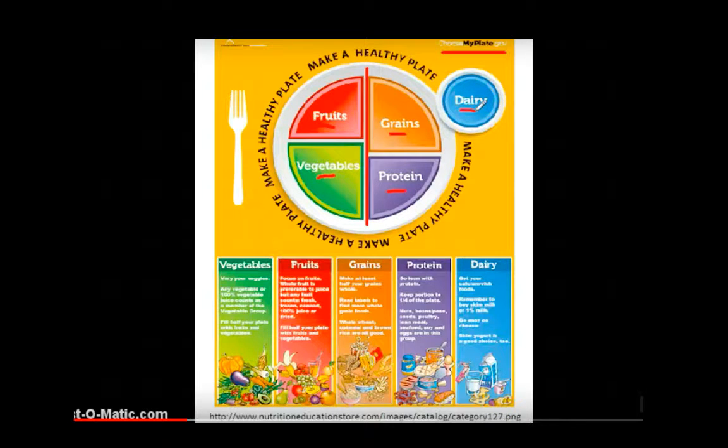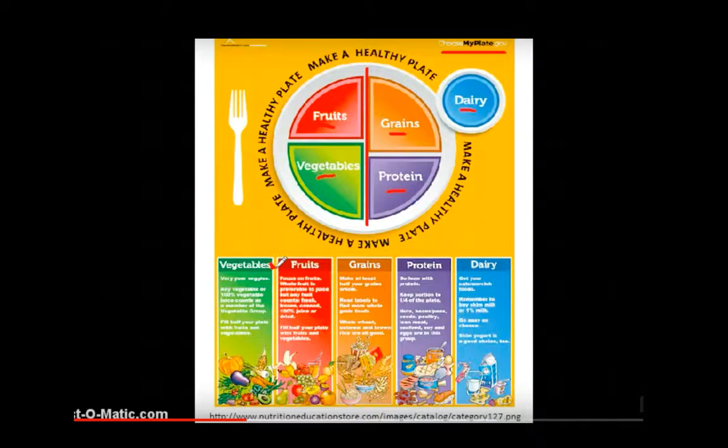Now let's talk a little bit about the food groups. Down here you can see the vegetables. It says vary your veggies. So you don't want to eat the same vegetable every day. You don't have carrots for lunch and broccoli for dinner. You want to make sure you have a good variety of vegetables in your diet.